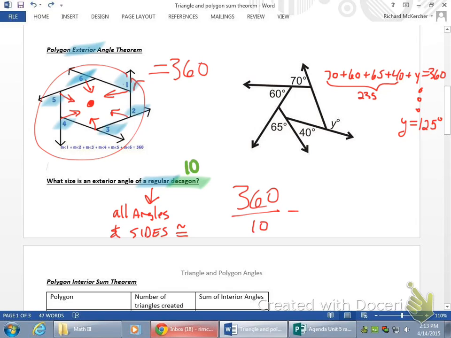So, since all of the sides are congruent, I know that 360 is going to be the sum all the way around, and since there's 10 exterior angles, I'm going to divide by 10, and it'll be 36.